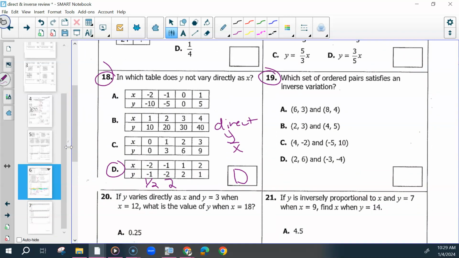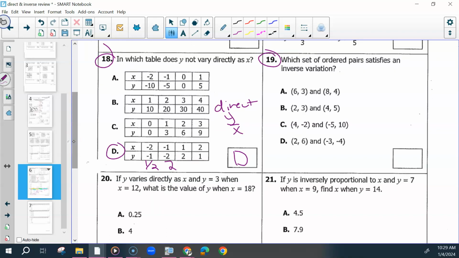Alright, so 19, which set of ordered pairs satisfies an inverse variation? So it's basically like 18, but it's asking which one is an inverse. So in order to find an inverse, we have to multiply. Let's guess, which one do you think is the inverse? A. Okay, so 6 times 3 would give us 18. 8 times 4 would give us 32, so not that one. D, 2 times 6 would give us 12, and negative 3 times negative 4 is 12.